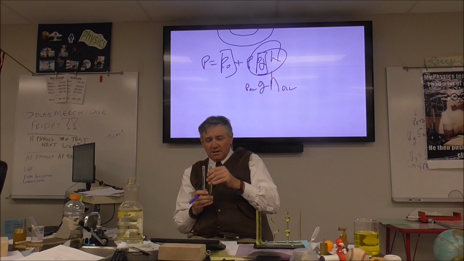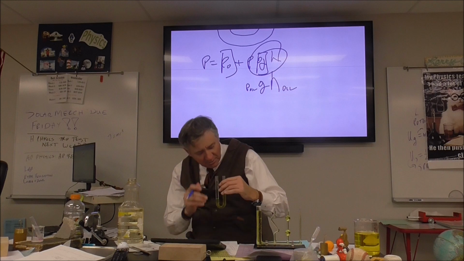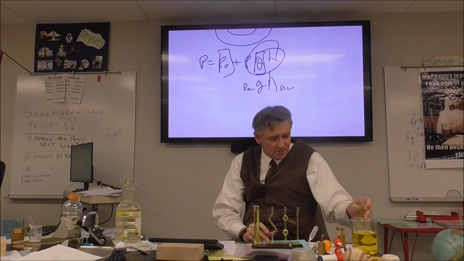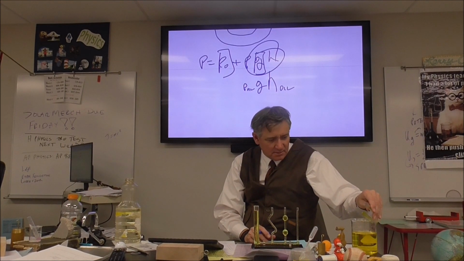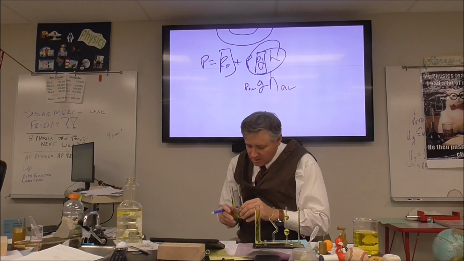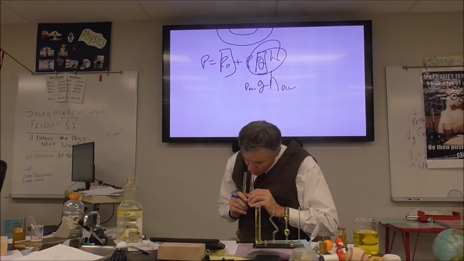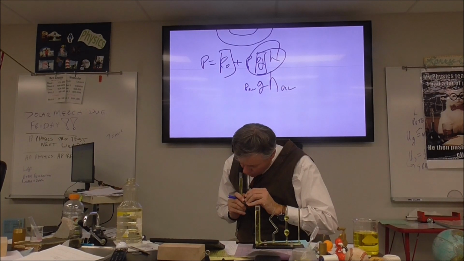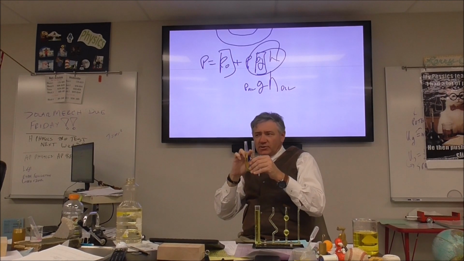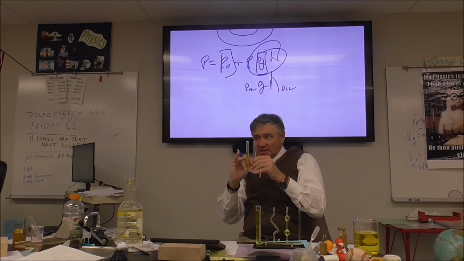Now, what if I blow on one side? If I increase the pressure on this side, what's going to happen? It should shoot up on the other side. More pressure. It's like a trombone. So when I increase the pressure here, what happens? If there's more pressure here, this side's going to go higher.